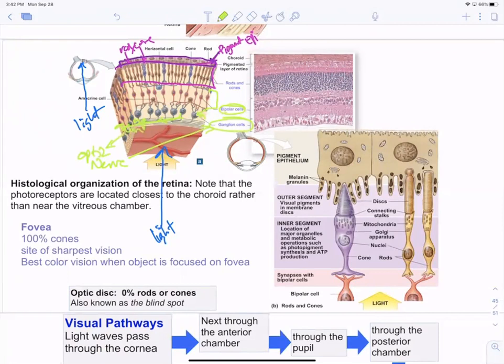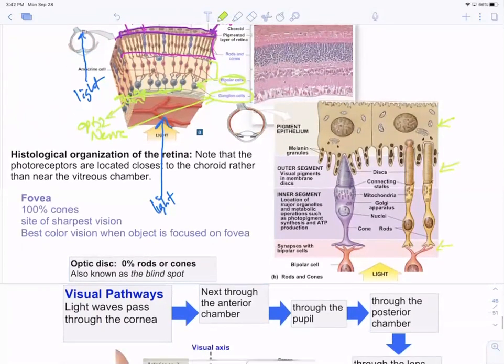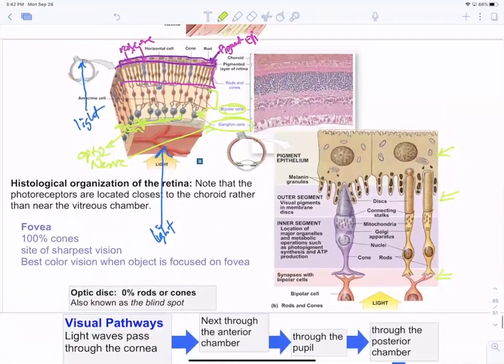You also have amacrine cells and horizontal cells that are there to support all these different cells, so they're called support cells. But you, again, have this pigmented epithelium with photoreceptors embedded in it, and they are synapsing on the bipolar cells, which synapse on the ganglion cells, and etc. So it's complex. What do you need to know right now? The retina, right? This is the retina.